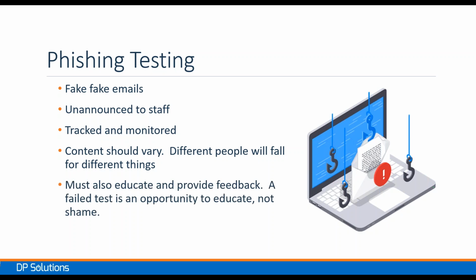They must educate and provide feedback. A failed test is an opportunity to educate and not shame. So I usually do one of two things when people fail a test. Either I just give a basic rules landing page where it says, hey, you failed the test, here are a few things to keep in mind. That's usually what I'll use if someone clicks on an attachment.